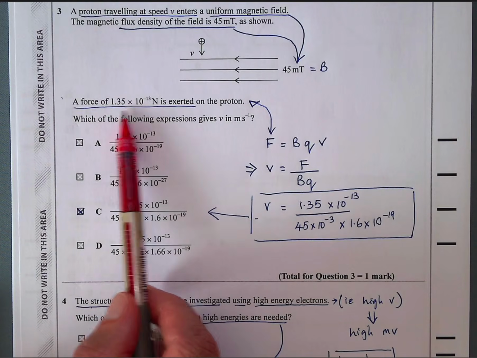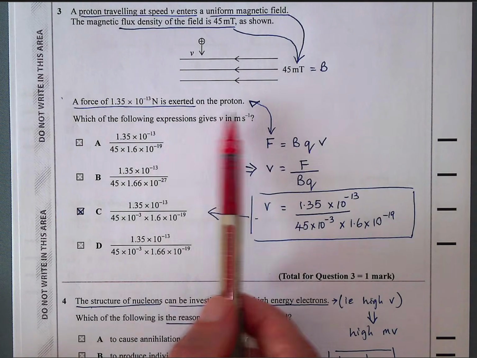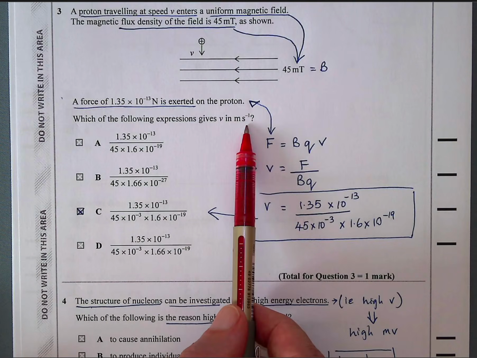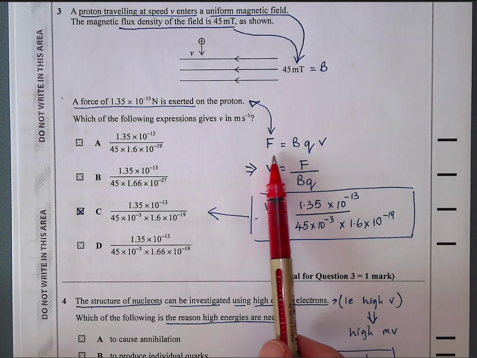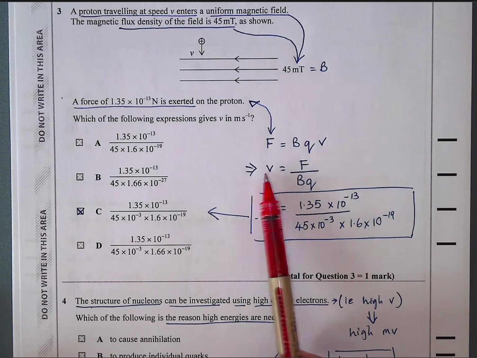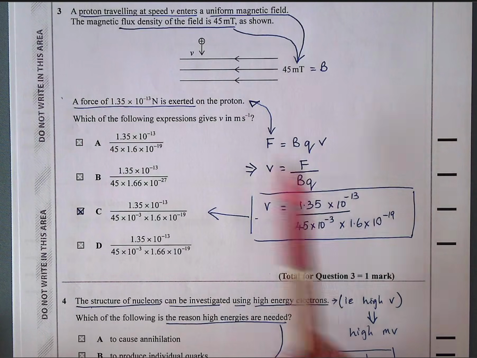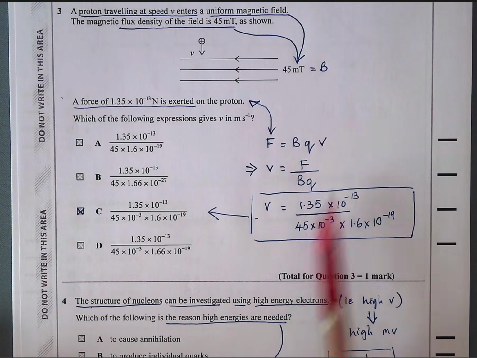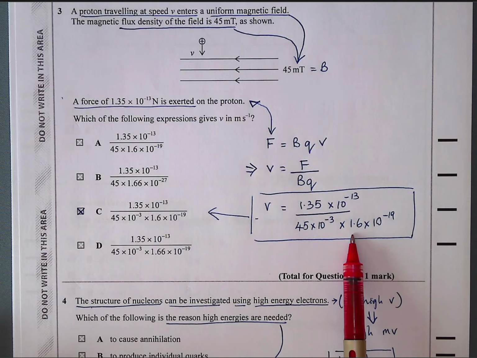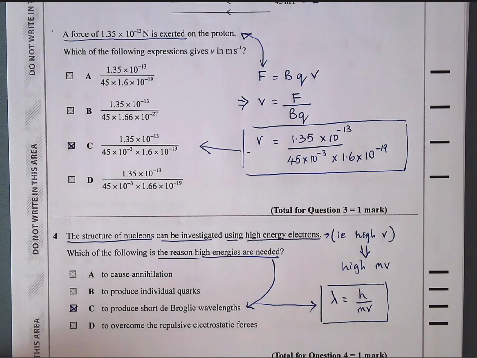And then it says a force of 1.35 times 10 to the minus 3 newtons is exerted on the proton as it travels through the magnetic field, obviously. Which of the following expressions gives v in meters per second? So this is about the force on a moving charge, magnetic field strength, the charge, and the velocity, this BQV. So if you want to know the velocity, it's the force divided by B times Q. Put the numbers in. The force is given to you here, divided by the magnetic field strength, 45 times 10 to the minus 3. And the charge on a proton is the same as the charge on an electron. It's 1.6 times 10 to the minus 19 coulombs. So once you do that, you'll see the answer is C. So again, they want you to check that you know the BQV equation. These equations are given to you on the equation sheet.